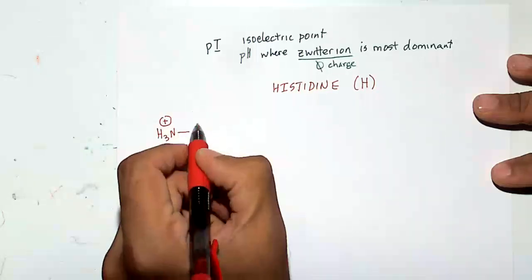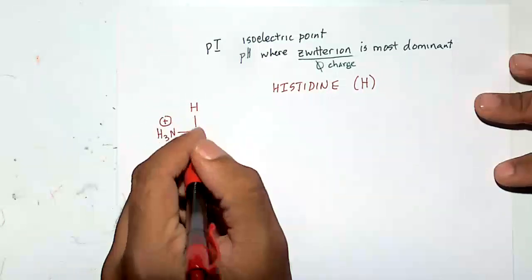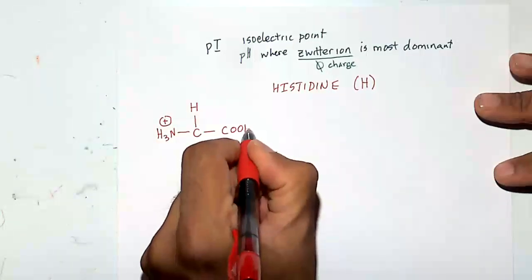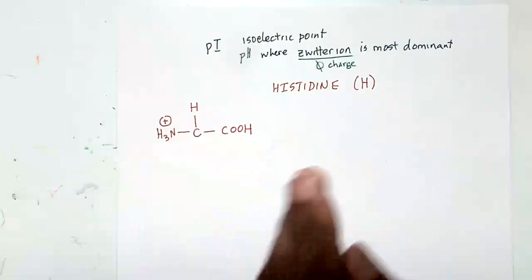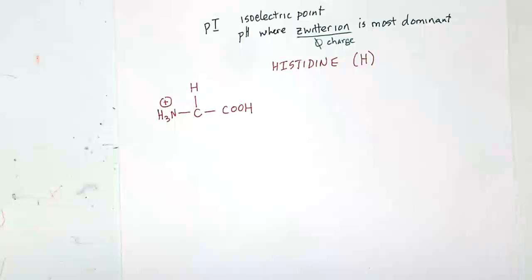We have an alpha carbon for this amino acid histidine. We have an alpha hydrogen. We have an alpha carboxylic acid group. And then we have a side chain. So the side chain for histidine is called imidazole. Have you heard this functional group before? You may not in organic. It's called imidazole, the imidazole functional group.